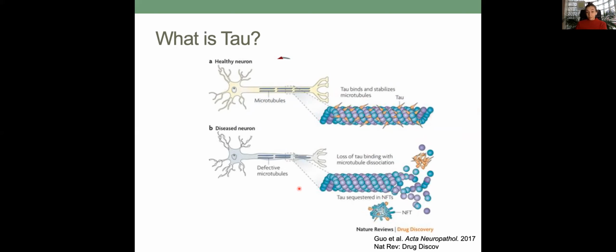However, loss of functional tau leads to a diseased neuron where microtubules start to dissociate and tau starts to become sticky, sequestering in itself and filling up the cell, leading to those intracellular tangles that we see, these neurofibrillary tangles.